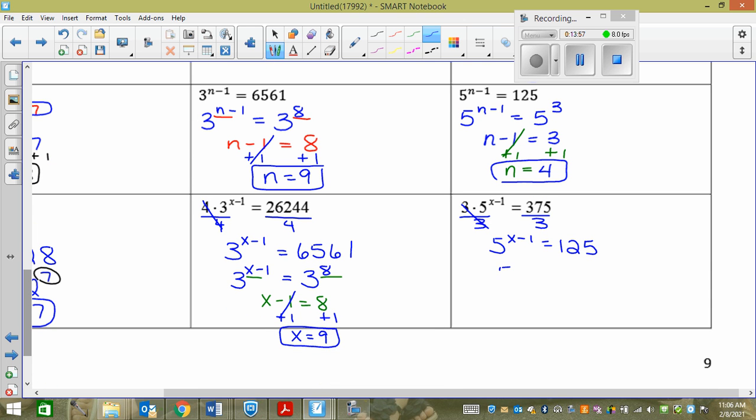Okay. Divide by 3. 5 to the x minus 1 equals 125. 125 is 5 cubed. And then we get x minus 1 equals 3. Add 1. X equals 1.